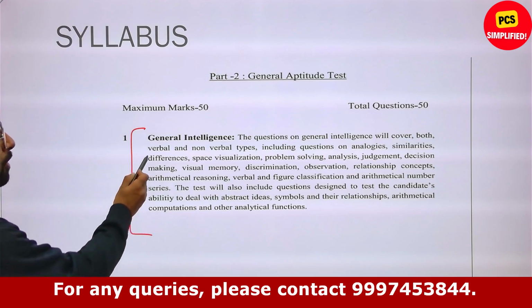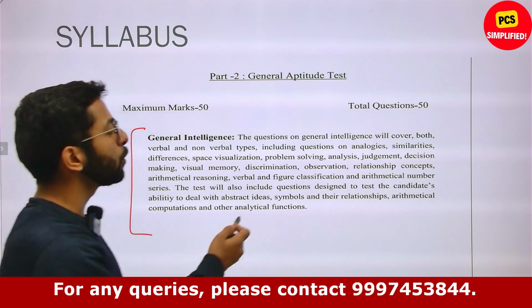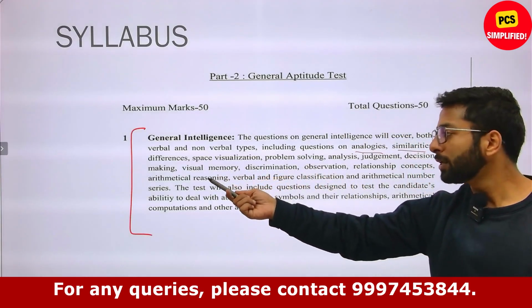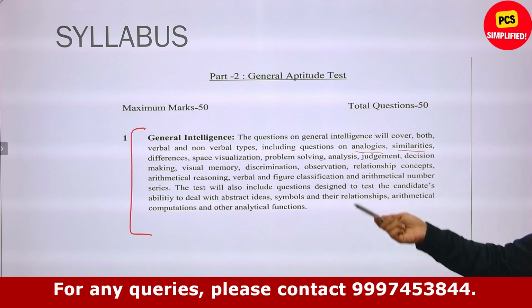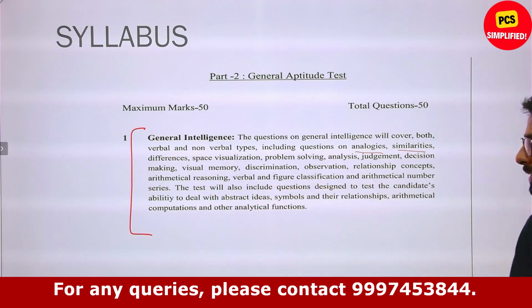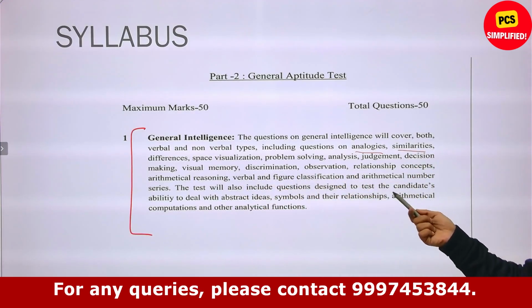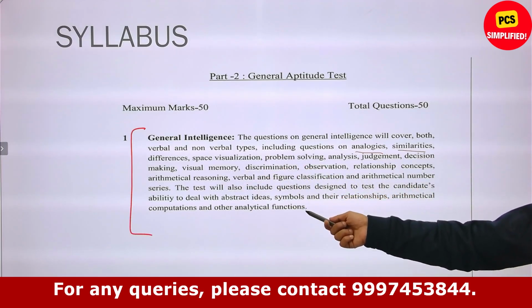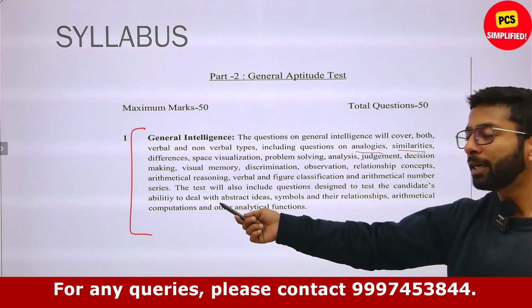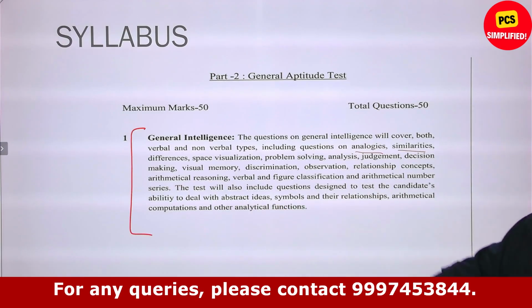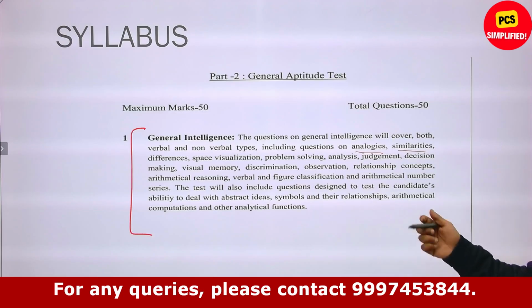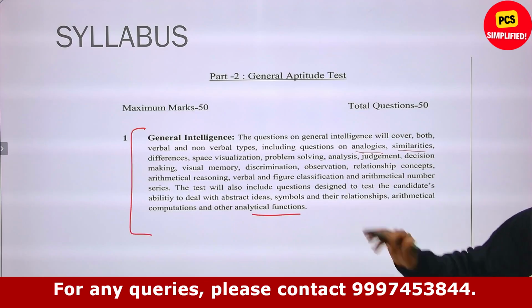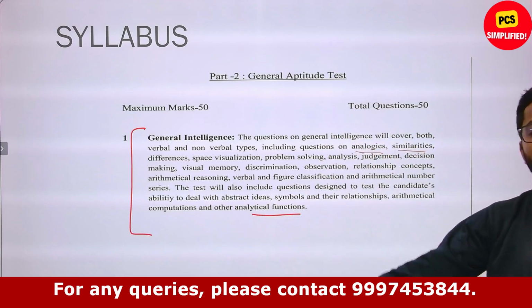For example, in verbal and non-verbal we have questions on analogies, similarities, differences, problem solving, analysis, visual memory, arithmetic reasoning, verbal figure classification, then arithmetical number series. Other topics are also mentioned, like ability to deal with abstract ideas, symbols and their relationship, arithmetical computations and other analytical functions. So this is the whole syllabus that they have mentioned.